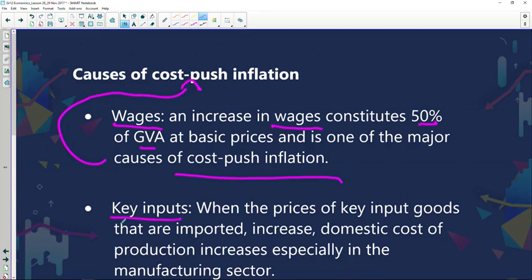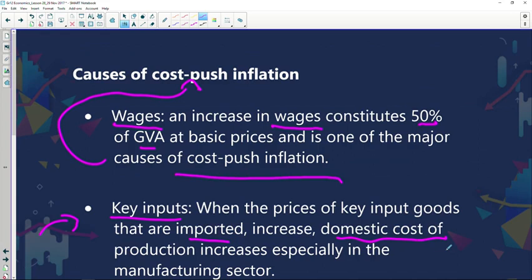So the key inputs need to be taken into consideration as well. When the prices of key inputs are imported, we are paying a fee to bring them into the country. So the domestic cost of production increases, especially in the manufacturing sector.